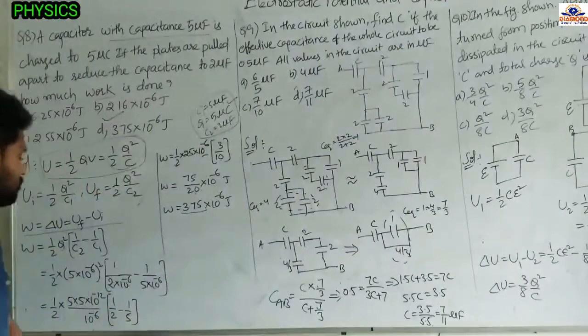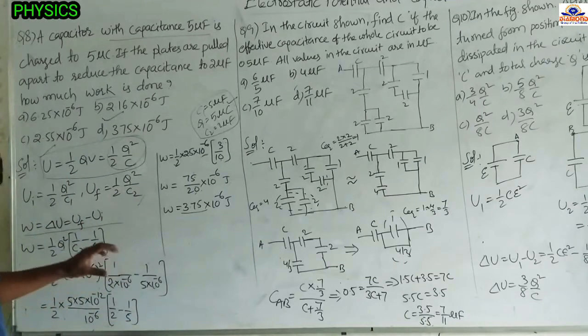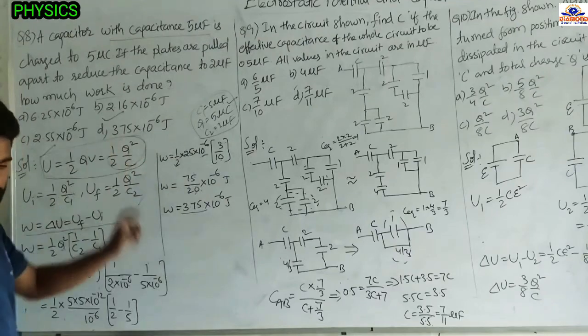So we have the energy stored in the capacitor, we have the two formulas. So based on the given data, use the formula. Here the given charge is in coulombs, that's why I am using this formula.